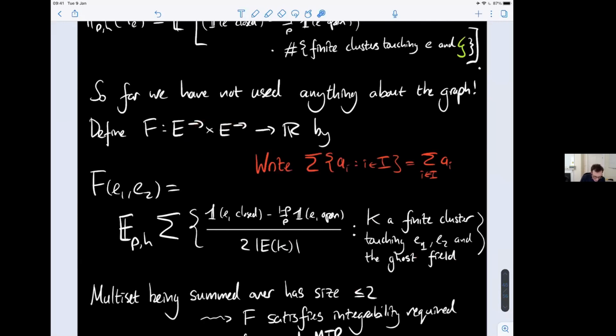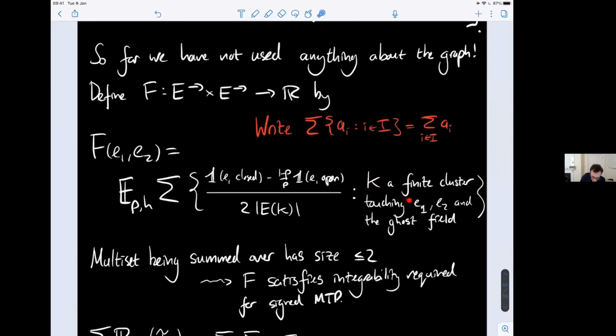So f of (e1, e2) is going to be the expectation of this sum. It's convenient, in order to avoid writing a massive thing in the subscript here, to use this notation of summing over a set to just mean this: we sum over finite clusters touching both e1, e2, and the ghost, of this quantity. So the indicator e1 is closed, minus (1 minus p) over p, the indicator e1 is open, divided by twice the number of edges that the cluster touches. And just to be clear, although we're doing things oriented, this touching relation is really about unoriented edges, so it doesn't matter whether you're starting at one endpoint or the other. And that's why we multiply by a factor of 2 here, because there are just 2 orientations for each.